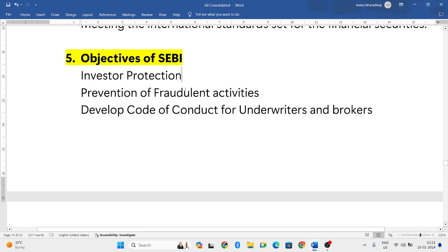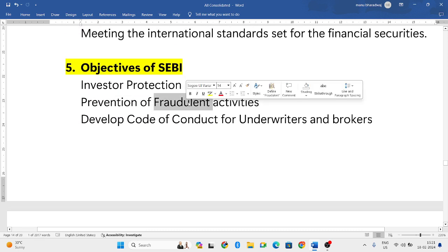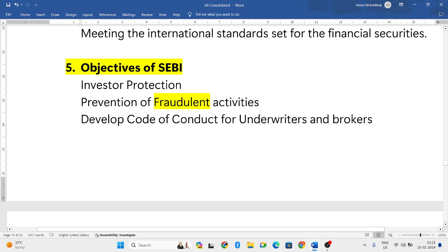Next is prevention of fraudulent activities. So any manipulation in the share market or hedging or speculation, creating an artificial demand, all these fraudulent activities will be prevented under the SEBI. That is one of the major objectives of SEBI.